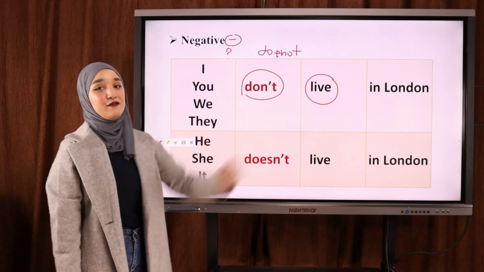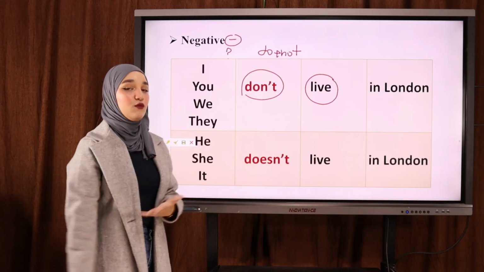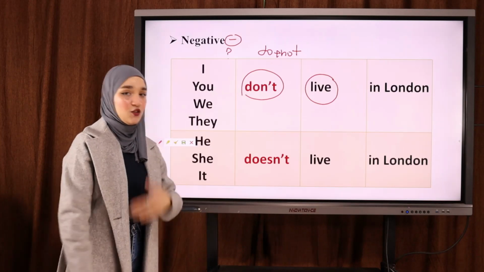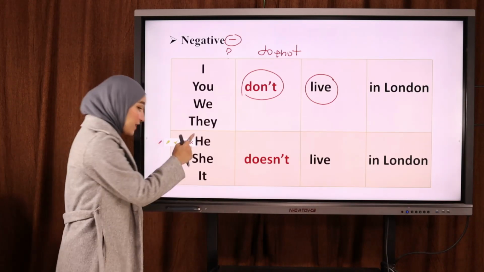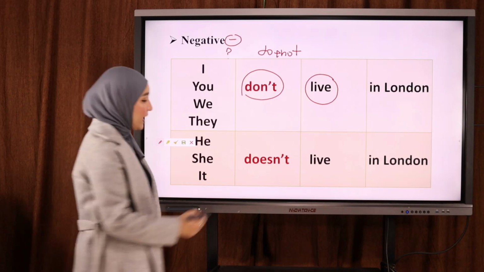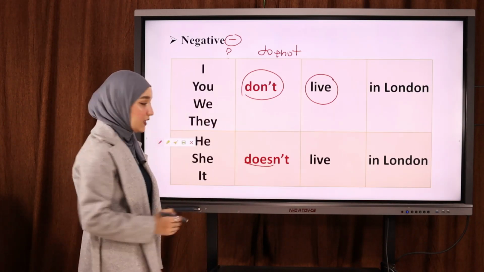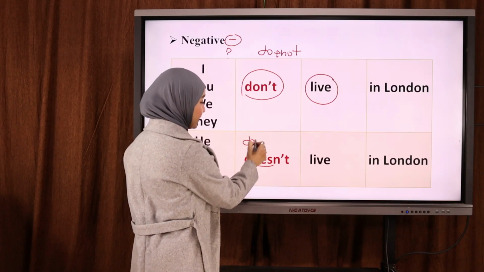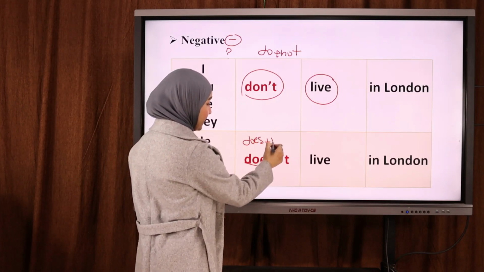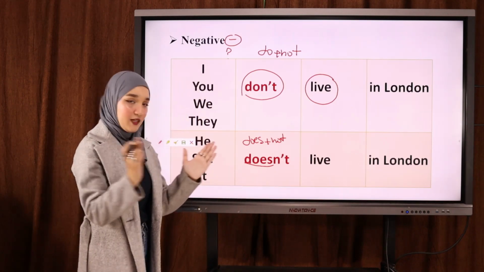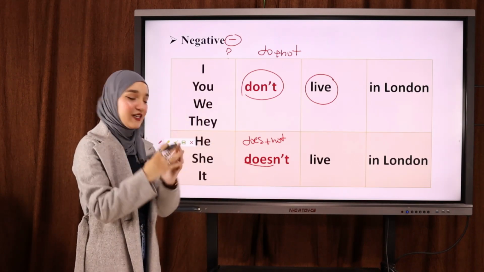So I don't live in London. We don't live in London. They don't live in London. With he, she, and it, we have to use does. Okay? So doesn't is also a contraction of does not. Does plus not becomes doesn't.